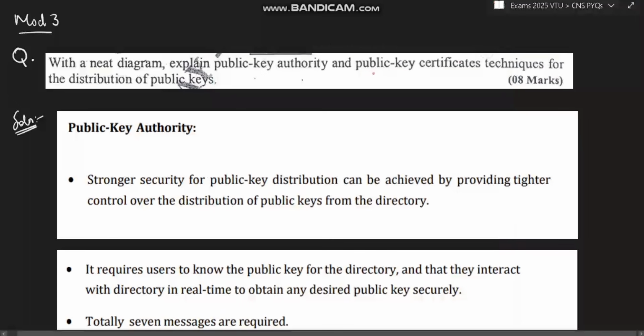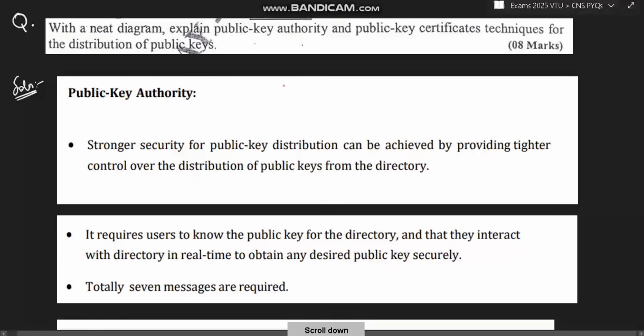Moving on to module 3, we have the first question: explain the public key authority and public key certificate techniques for distribution of public keys. Now we have understood that public keys are accessible by everyone. Everyone should have it, but not everyone means that hackers also should not get the public key.